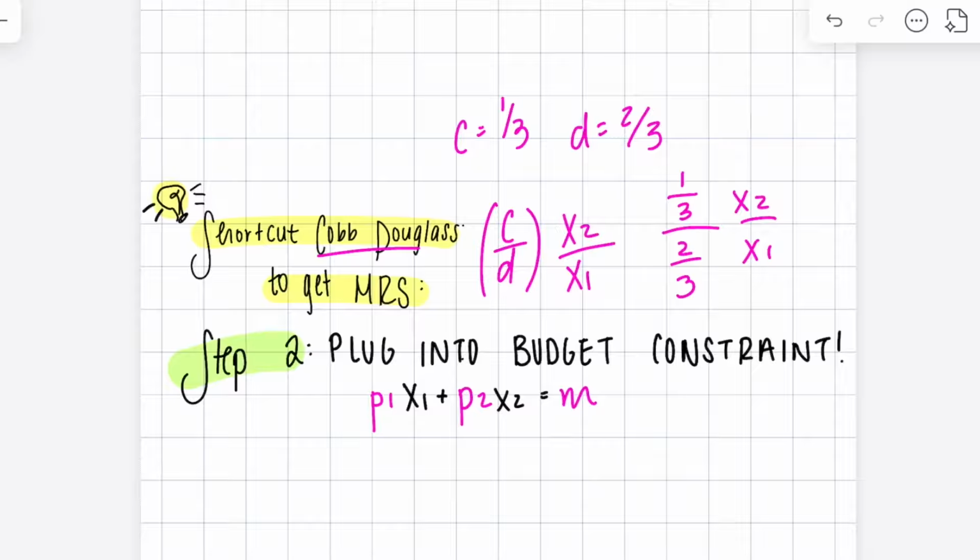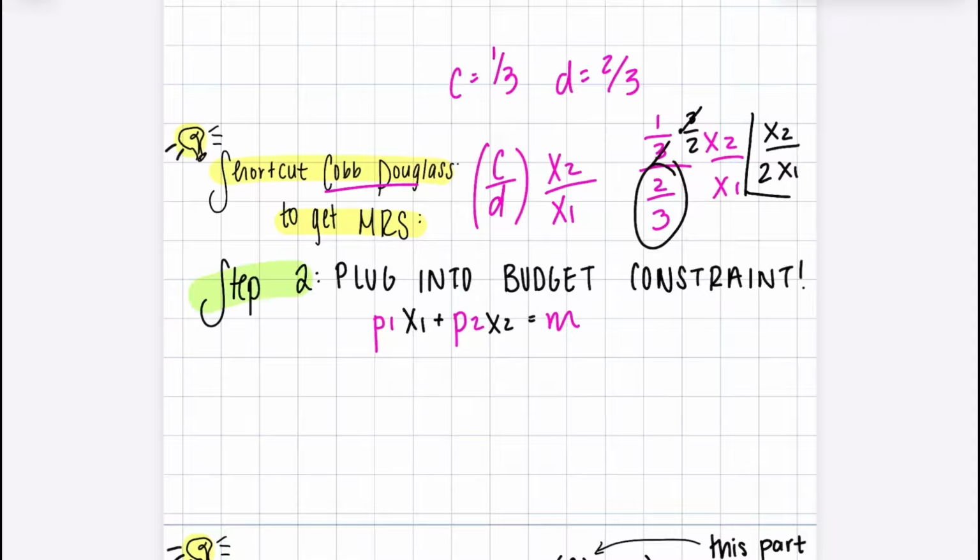Once again, I know that I can multiply by the reciprocal to get rid of this fraction in the denominator. So I'm going to multiply by 3/2. That gets rid of the 3's, and then I'm just left with x2 over 2x1. In this case, we know that our x2 was our b and our x1 was our a. So that's going to be b over 2a for Ricardo.